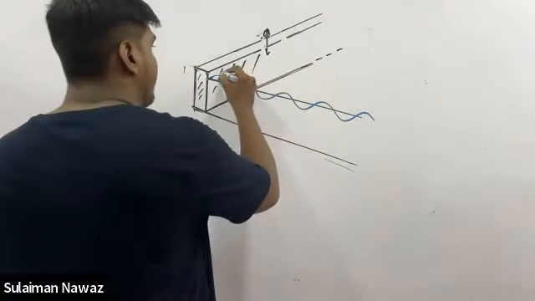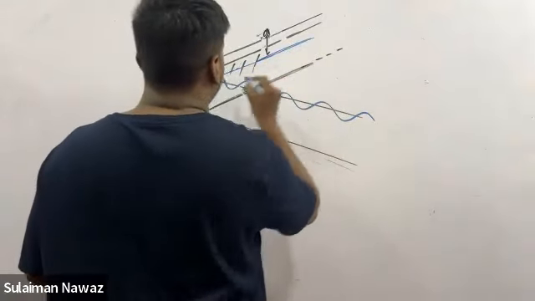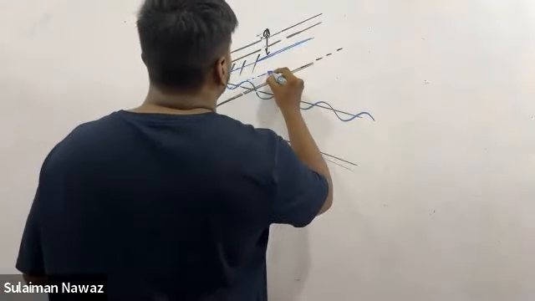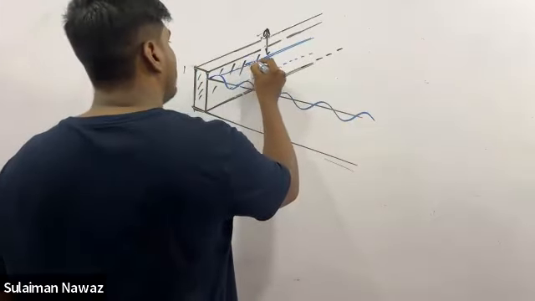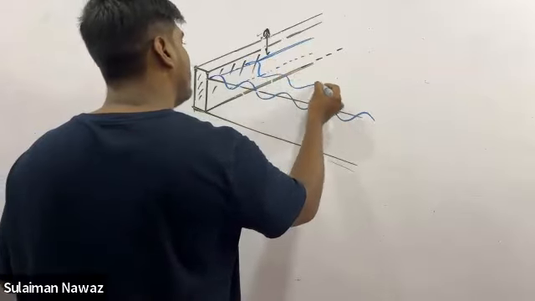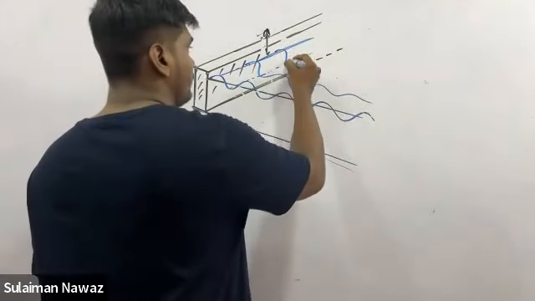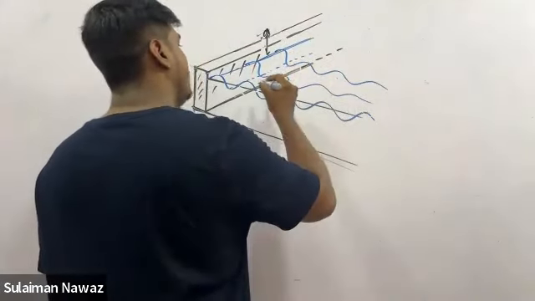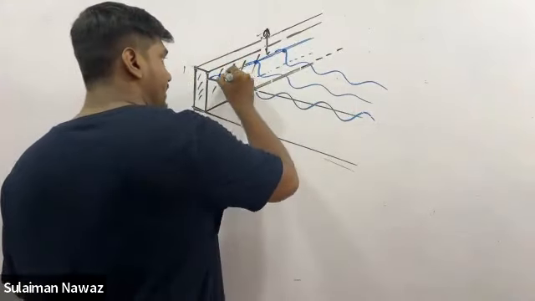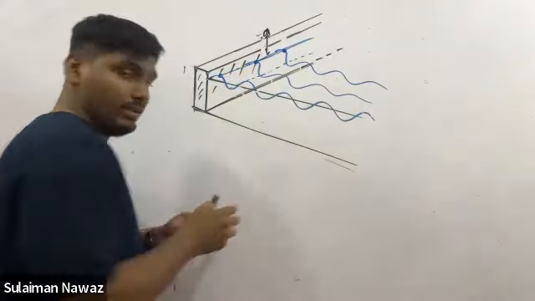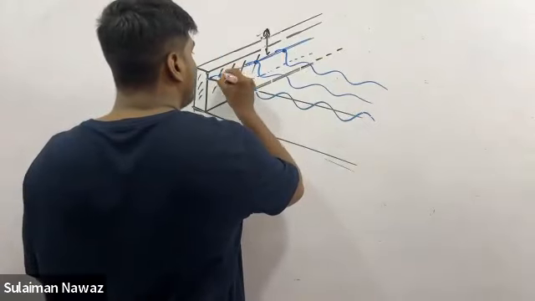Then water waves propagating in that way. The water waves. Then the water waves producing. Then when we connect all the crest points together, what type of geometry do we obtain? Straight line.